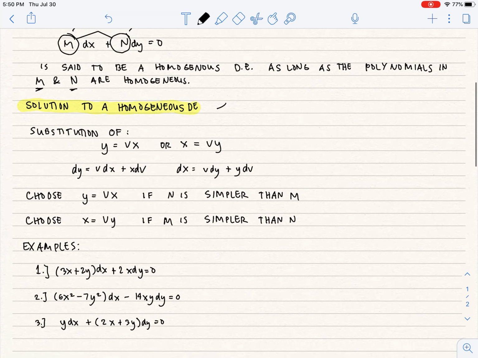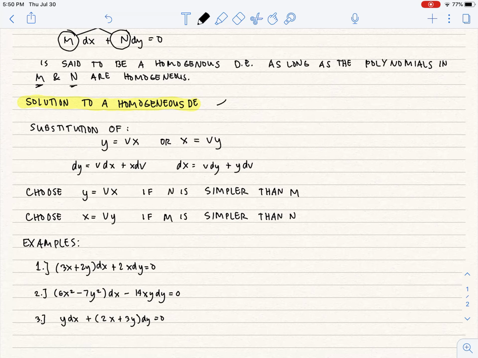So the solution to a homogeneous DE, remember we are going to make this homogeneous DE, which is not variable separable, into a variable separable DE by making use of substitutions. So naay duha ka substitutions diri. First is we are going to let y equal to vx. So for example number 1, ang y dira ato ang puliton og y is equal to vx.